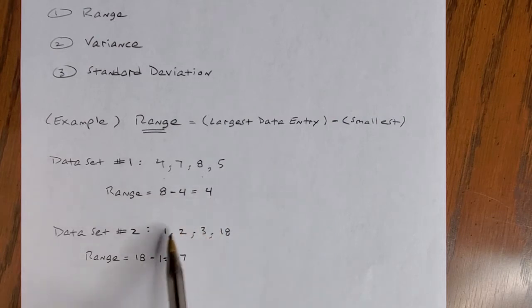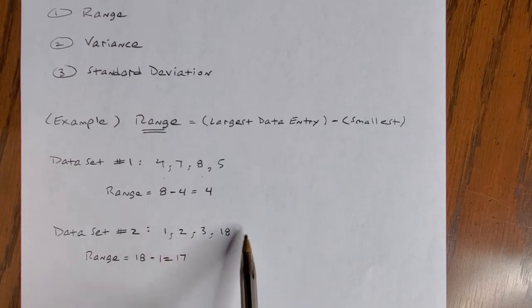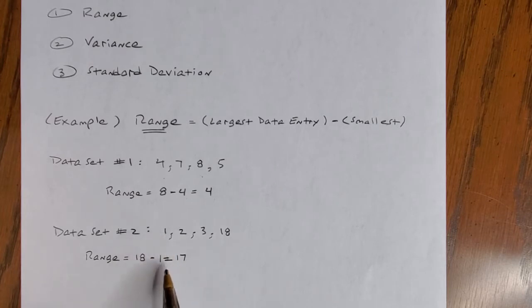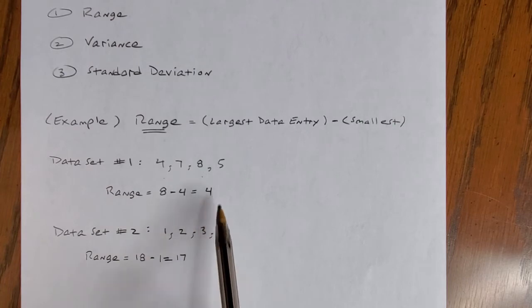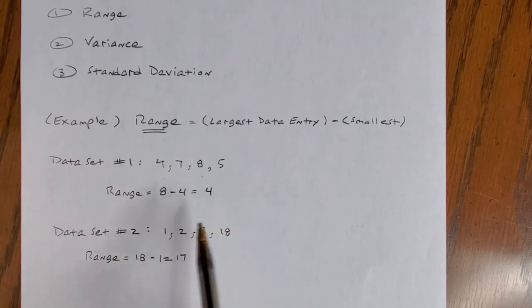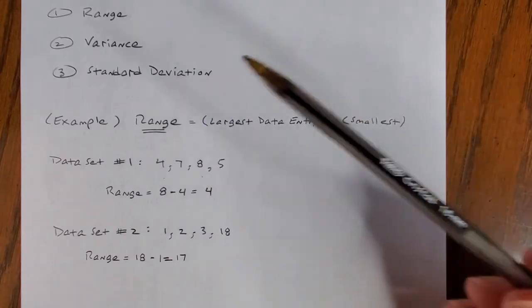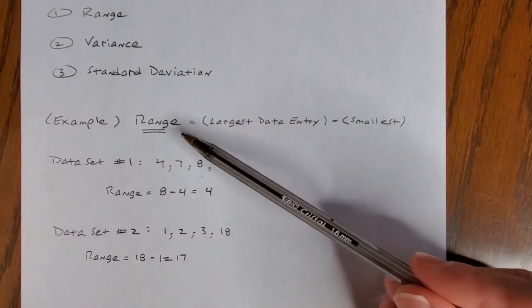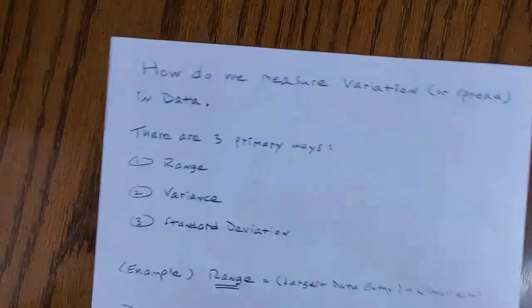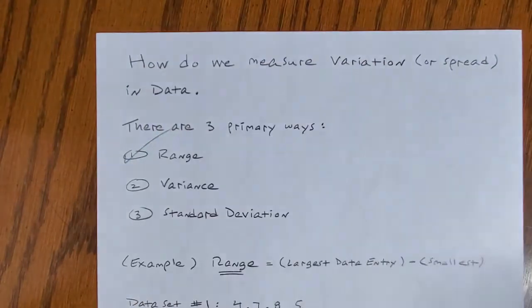Look at this one. Remember this one? You'd say there's a lot more spread in this data. Well, that's because the largest entry is 18 and the smallest is 1, so the range is 17. See, 17 versus 4, these data are a lot more spread out than these are, okay? So the range, well, there's not much to the range, okay? Let's look at these other two. Let's see, so check on the range.